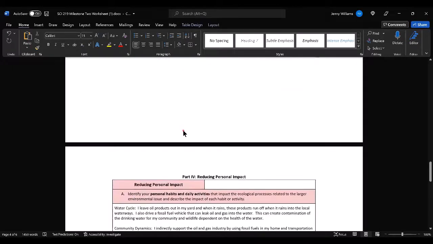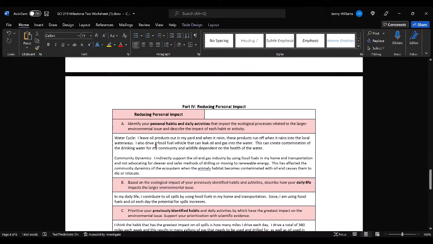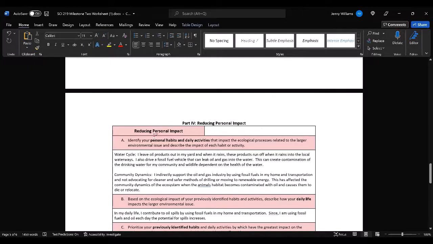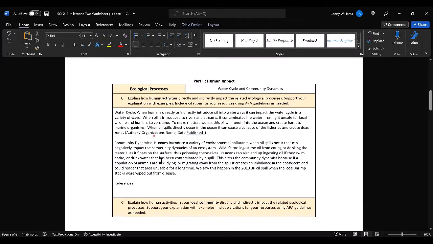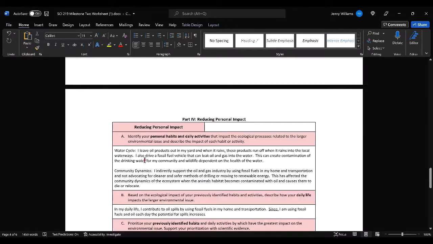All right, last part 4, reducing personal impact. Okay, so this first one, you're going back to those ecological processes, right? So go back all the way to your processes that you chose and put them here. And basically you're identifying any kind of habits or daily activities that you may do that impact these processes.